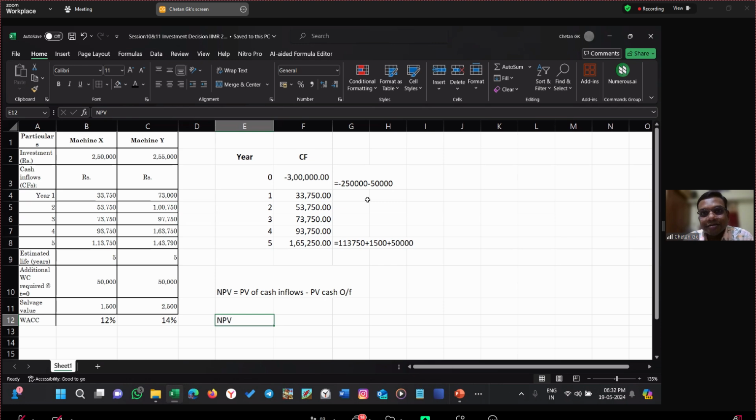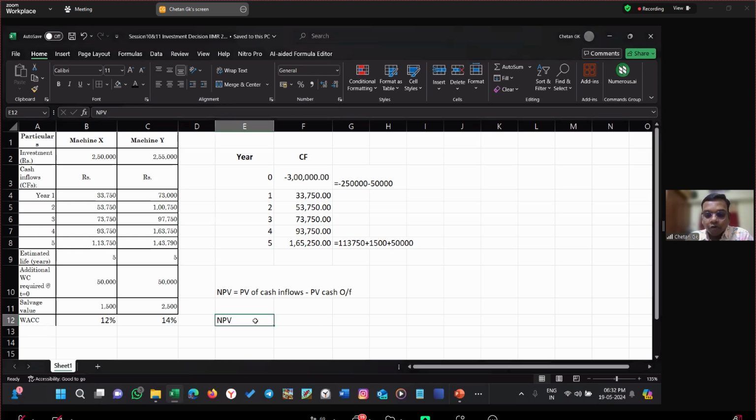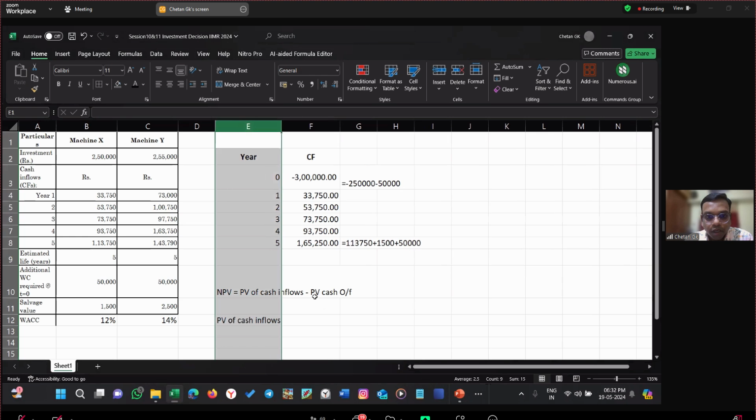Anybody got the answer? Okay, so Nirankar has got minus 4,54,000 and odd. Okay, so those who don't know how to do it, please concentrate. I'm going to do now the present value of cash inflows. Okay, I'm going to do this now.